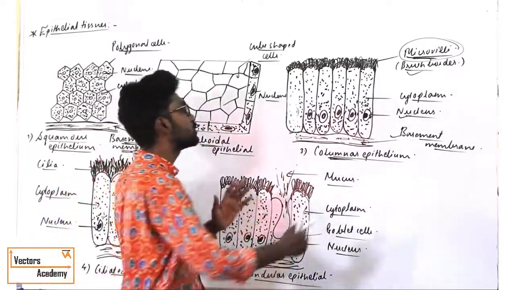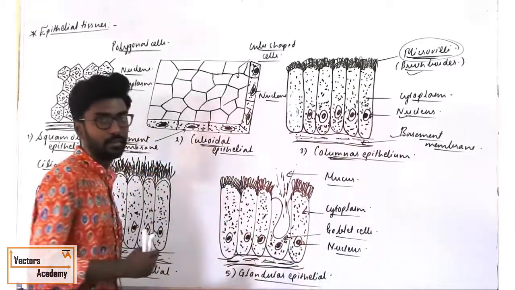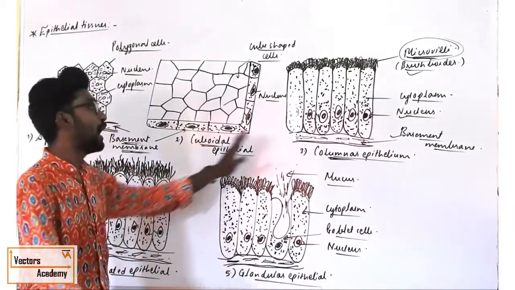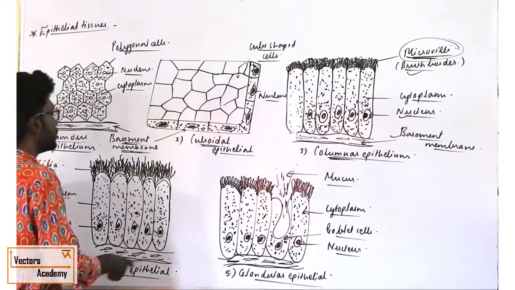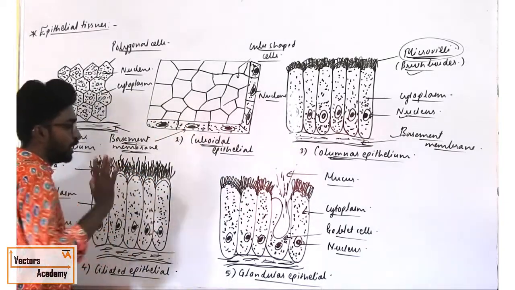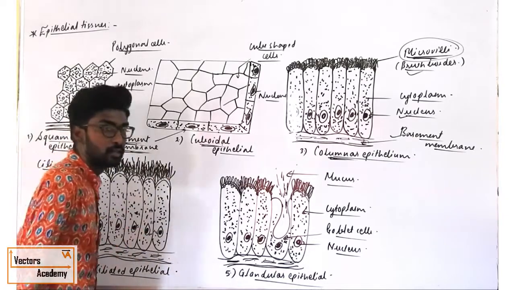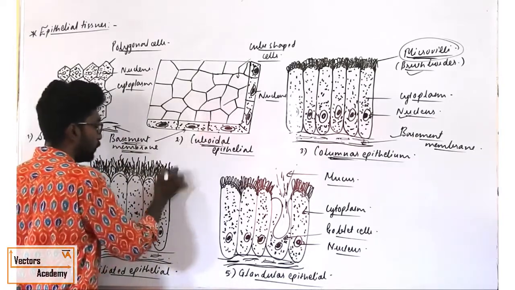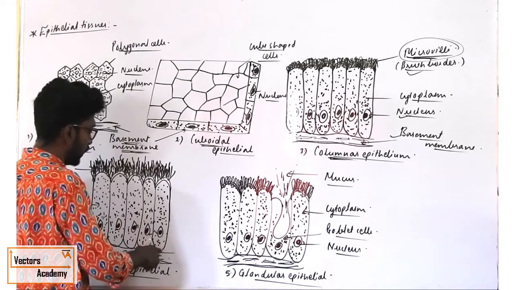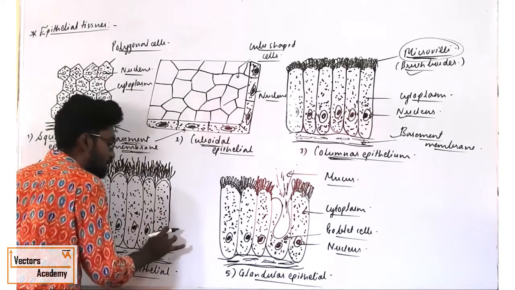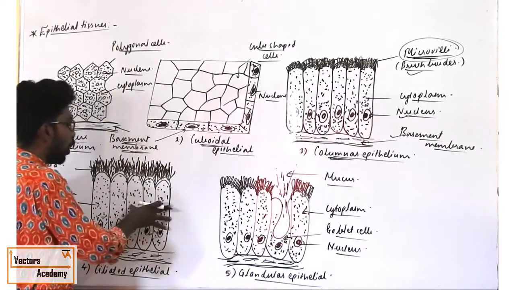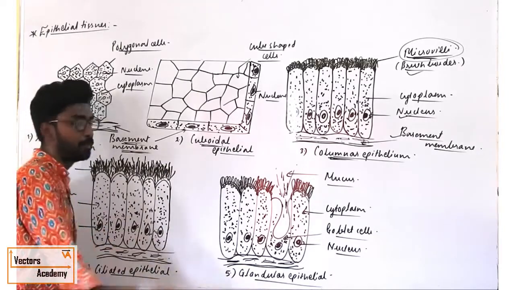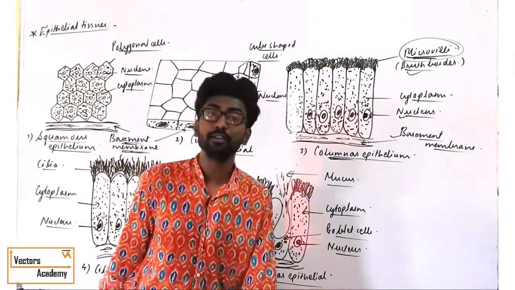Now let's see the structure. There are some similarities between columnar and ciliated; both diagrams are similar. How? The cells are long, tall, pillar-like, placed one after the other. The anterior end is broader, the posterior end is narrower. It also contains the nucleus at the base, surrounded by the cytoplasm. And all the cells lie on a non-cellular membrane called the basement membrane.